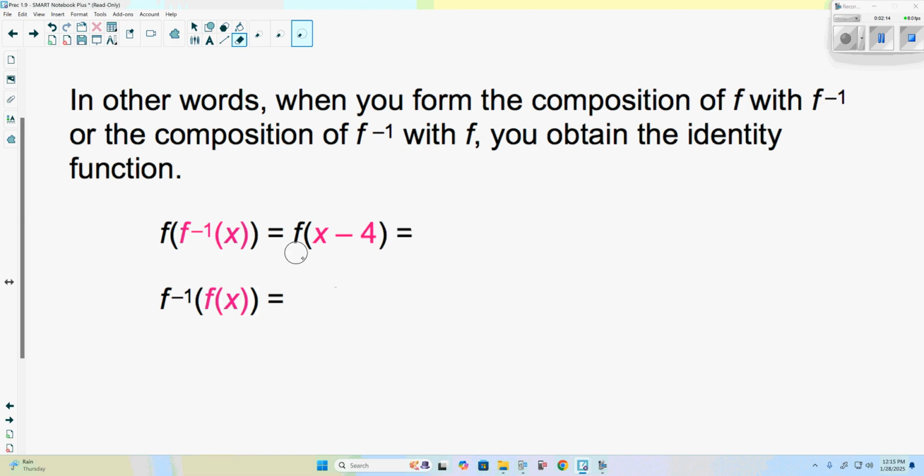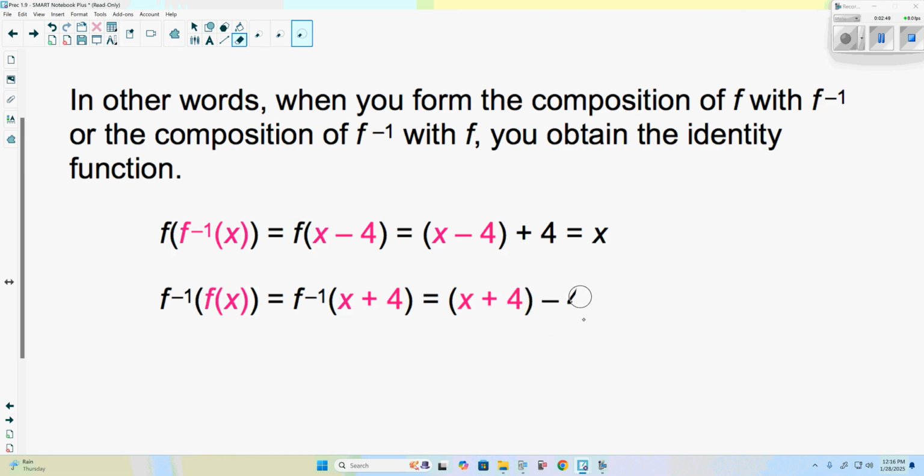So what that means for us here, if we plug in the inverse, f of f inverse, we get x minus 4 plus 4. And we drop the parentheses. Our negative 4 plus 4 is 0, telling us that f of f inverse of x is just x. They are indeed inverses. If we do this the other way, we plug f of x in first, we'll get f inverse of x plus 4, which will tell us that we have x plus 4 minus 4, which is also x.